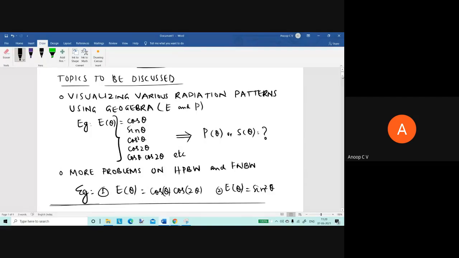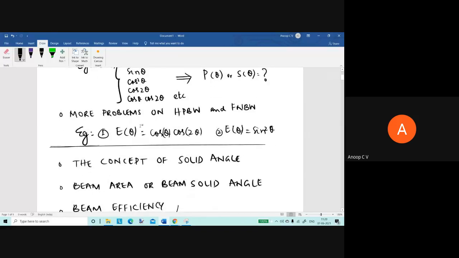That is the first agenda, and for that we may take some 10 minutes or so. Then I'll solve one more problem on half power beamwidth and first null beamwidth, where E of theta is cos theta, cos 2 theta. You have to find the half power beamwidth and first null beamwidth. Maybe sine square theta or sine cube theta, all those you can try as examples. The method is the same. That's why in live classes I will restrict my problems to the different types that are possible, rather than the number. I would concentrate on the variety of types of problems that can come.